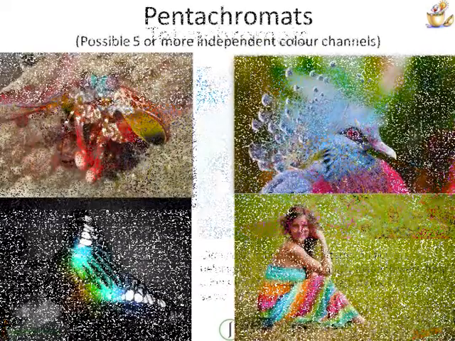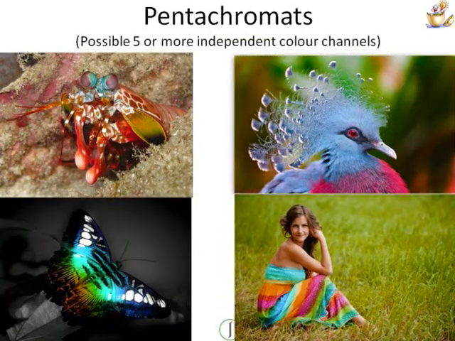Similarly, tetrachromats. Finally, pentachromats, possibly five or more independent color channels. So, at four channels, we were already at 100 million colors, right? Somebody who has five independent channels for color would actually see 100 to the power 5. In other words, they would be able to see 10 billion different colors. And while some of these living beings do that, you must be wondering why the woman is there.